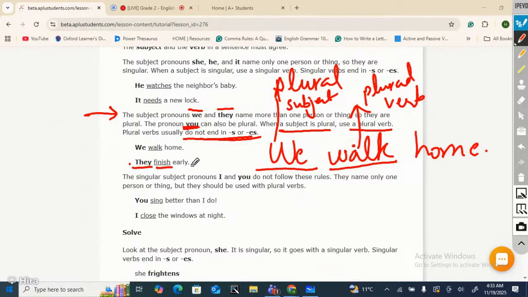They finish early. They, again used for more than one person. Plural subject. So use a plural verb finish. It does not end in s or es. It means it's a plural verb.